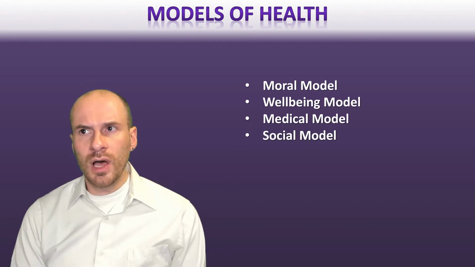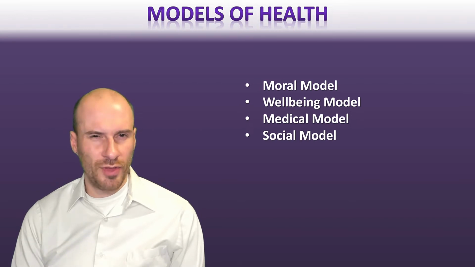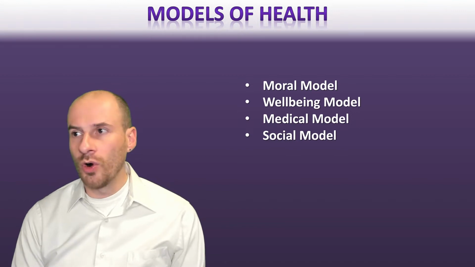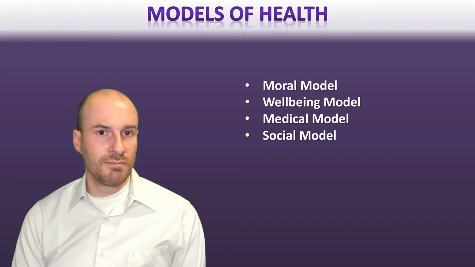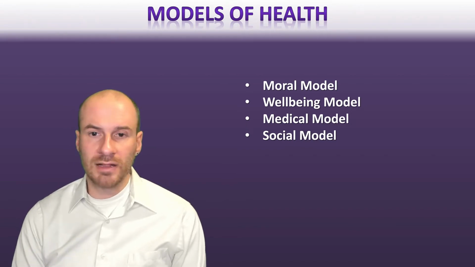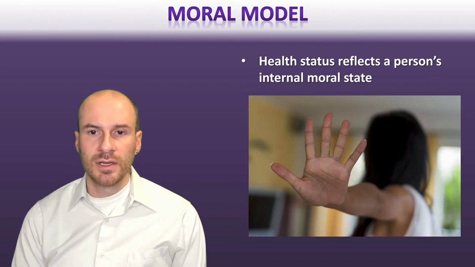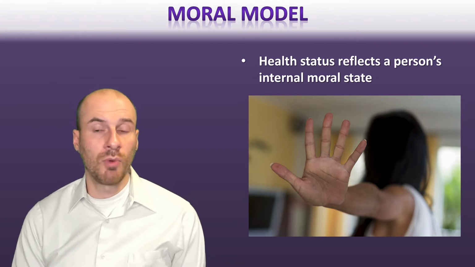So I use a framework which talks about four different models for what health is from a philosophical perspective. These come from different historical and social perspectives on health. The four models are the moral model, the well-being model, the medical model, and the social model. The oldest among these is the moral model, and that's the idea that someone's health is really a reflection of a person's internal moral state.